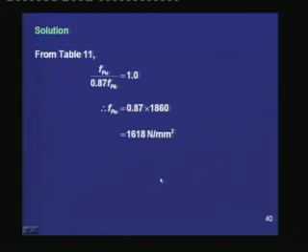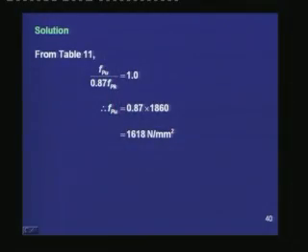Now, from table 11, corresponding to a value of omega equal to 0.15, we find FPU divided by 0.87 FPK equal to 1. That means the prestressing steel has a stress which is the maximum allowable value by the code, and that is equal to 0.87 times FPK equal to 0.87 times 1860 is equal to 1618 Newton per millimeter square.